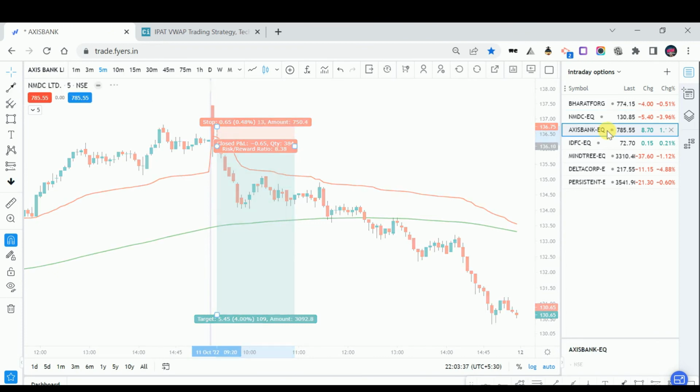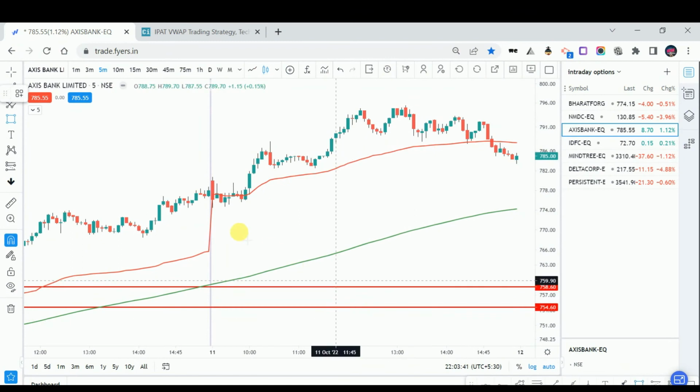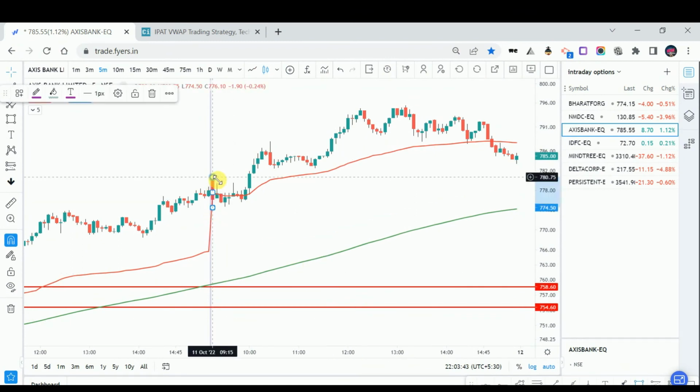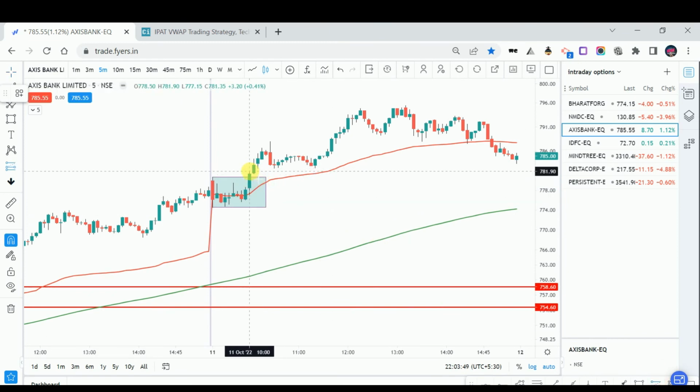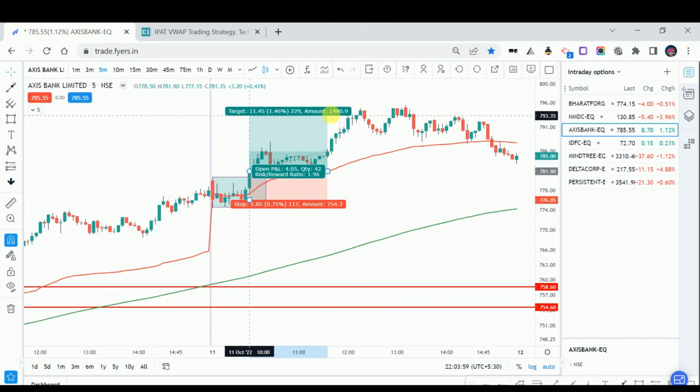The third stock we have got is Axis Bank. So you can see it has initially formed one range and then gave a clear breakout. So you would have entered at the high of this breakout candle, and we will put the stop loss at the low of this candle, and you could have got 1:2 to 1:2.2.